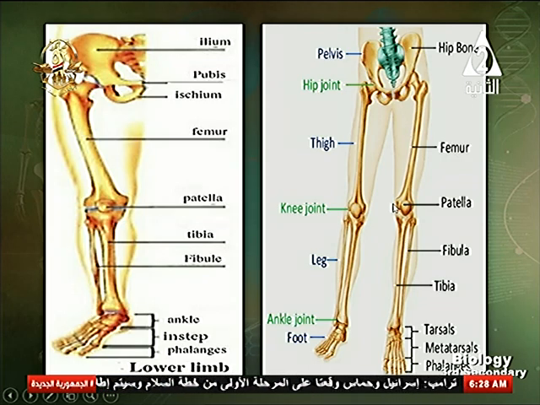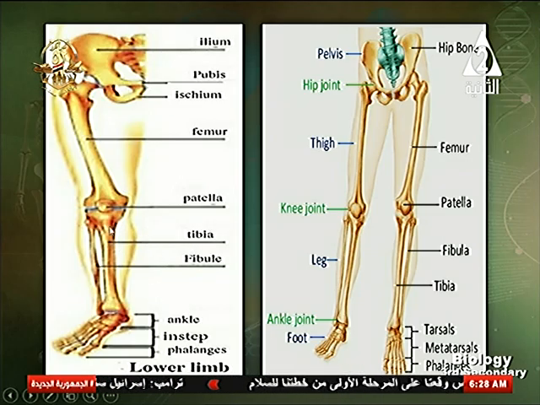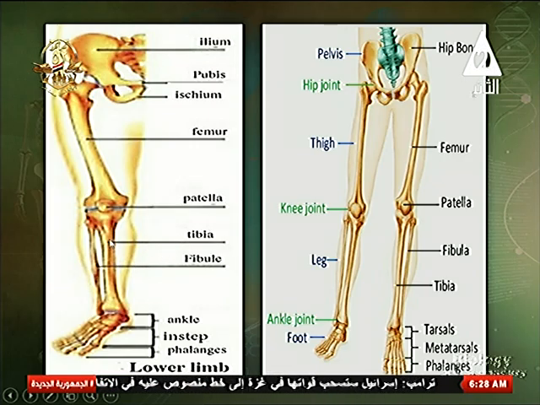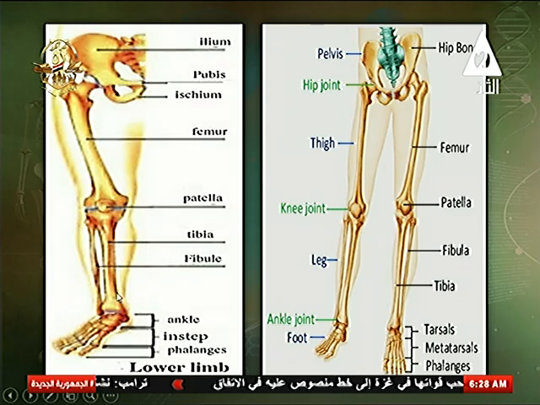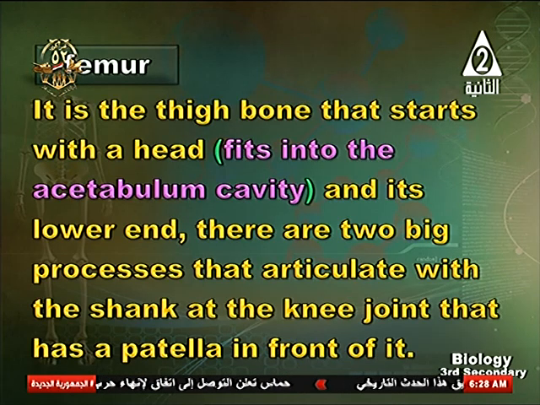At the lower end of the femur, there are two big processes that articulate with the tibia, forming the knee joint. Don't forget to count the patella among the bones forming the knee joint. The shank consists of two bones, tibia and fibula. Tibia is the inner bone and fibula is the outer bone. Fibula is a thin bone, tibia is a thick bone. The femur is a thick bone that starts with the head, which fits into the acetabulum cavity.